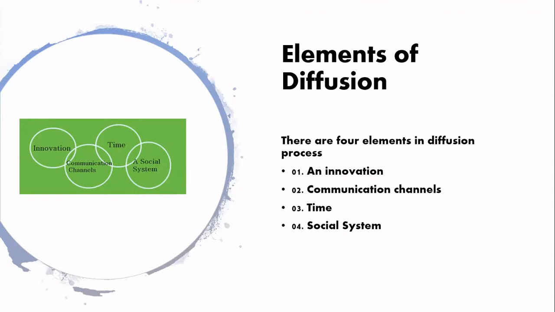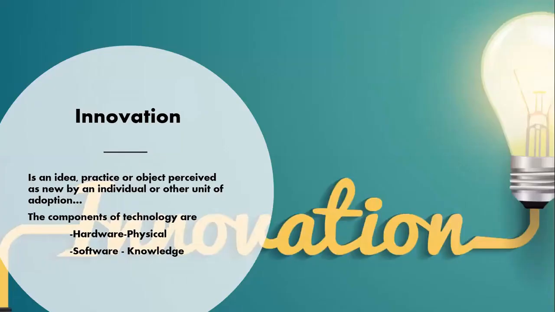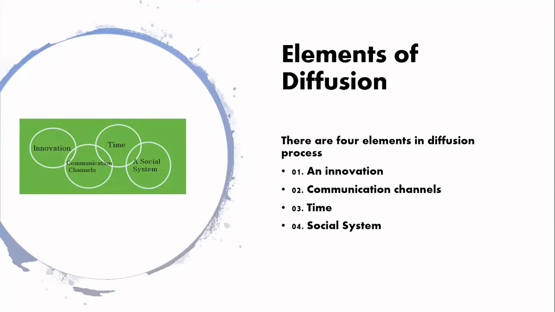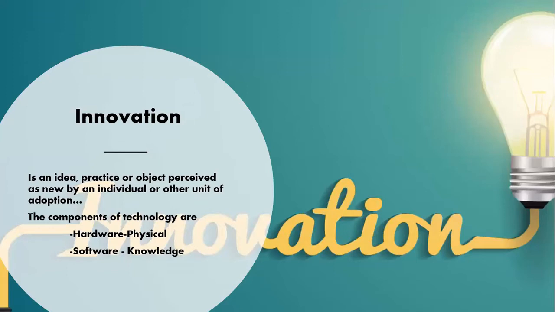Therefore we can identify four elements: one is innovations, second is communication channels, then time, and social system. Keep these four elements in mind. Looking further at what we call innovation, it can be an idea, some simple thinking about changing an existing system, pattern, or practice. It may be an object or a particular product perceived as new by an individual or other unit of adoption. So it may be an idea, a practice, or a particular product.